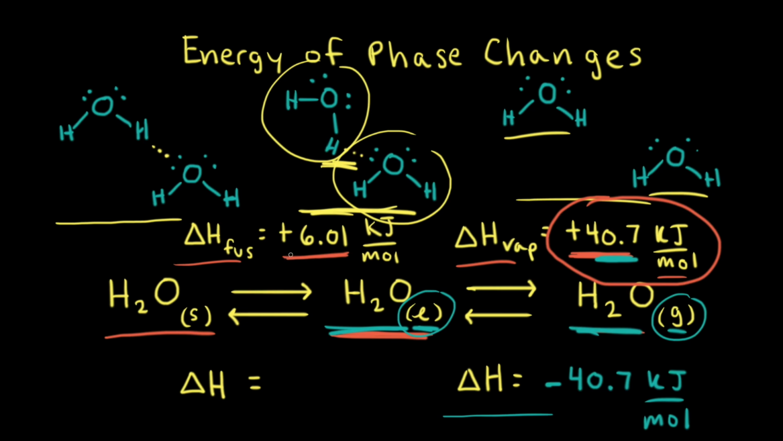And if it takes positive 6.01 kilojoules per mole to go from the solid state to the liquid state, if we go in reverse from the liquid state back to the solid state, we would give off 6.01 kilojoules per mole of energy. And so we need to write in a negative sign here to indicate the energy is given off. When we go from a liquid to a solid, that's freezing. So this value is called the heat of freezing for water.